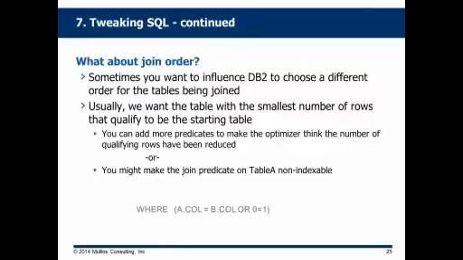Join order, sometimes you might want to influence that. Usually we want the table with the smallest number of rows that qualify to be the starting table. You can add more predicates to make the optimizer think that the number of rows has been reduced, or you might make the join predicate on top, table A, non-indexable to try and force that.